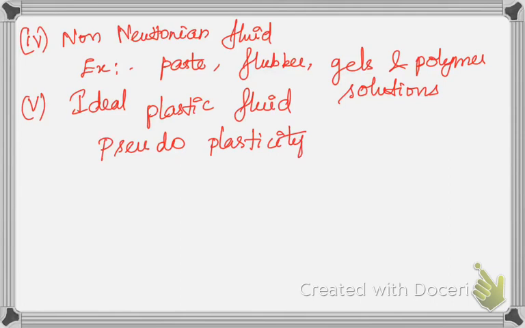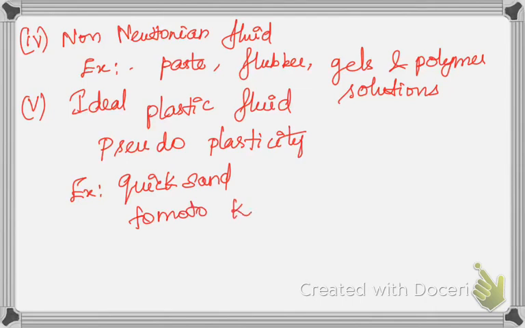So what is that? The fluid whose viscosity or consistency decreases instantaneously with an increase in shear rate. Suppose the shear rate is increasing, then automatically its viscosity will decrease. This type of fluid is called pseudoplastic fluid. The example is quicksand. Normally we use tomato ketchup or whatever ketchup it may be. These are some of the examples of pseudoplastic fluid.